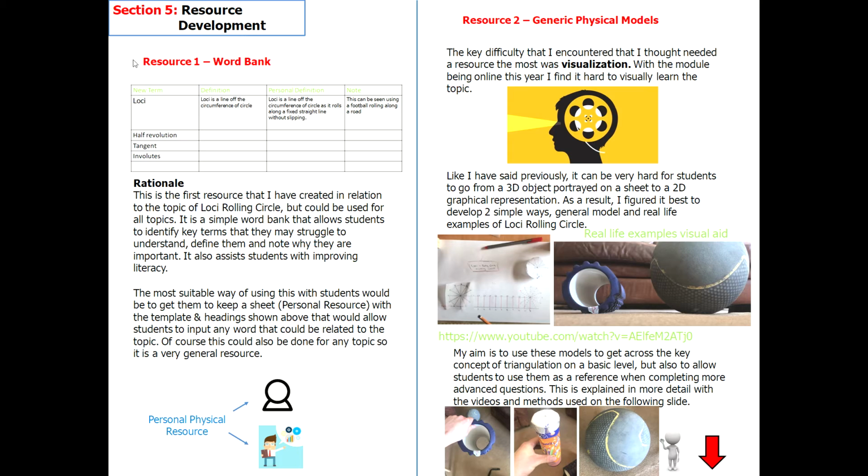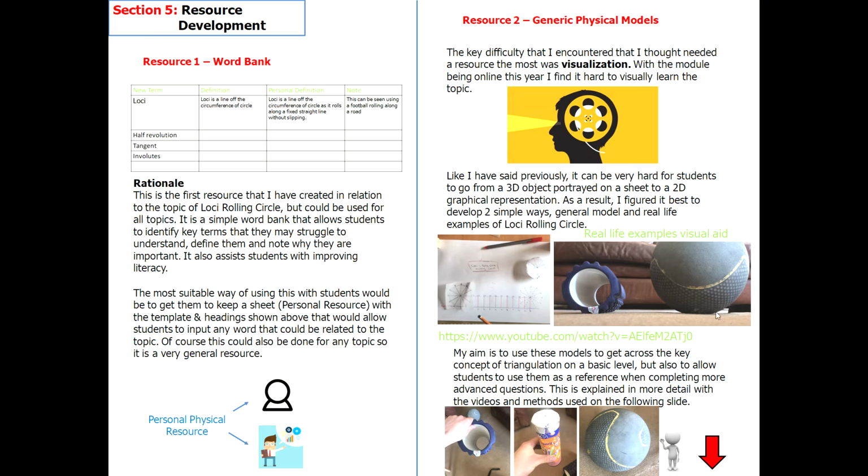One question I have for John is, what is one common problem students may have when answering a question on loci Rowan circles? One thing that students may find hard to encounter is visualization, actually looking at the question itself. Like I have said previously, it can be very hard for students to go from a 3D object portrayed on a sheet to a 2D graphical presentation. As a result, I figured the best way is two simple ways: a general model and a real life example of loci Rowan circle.